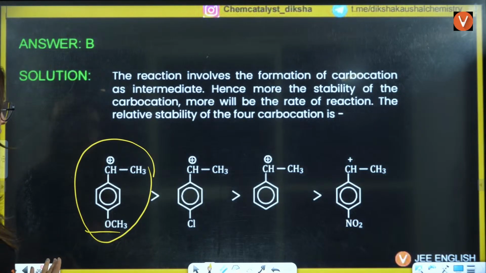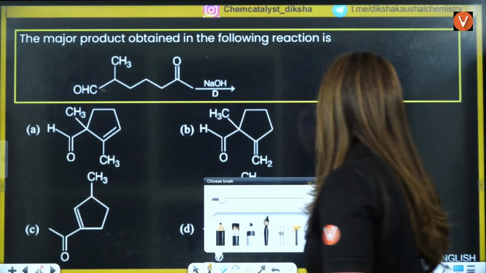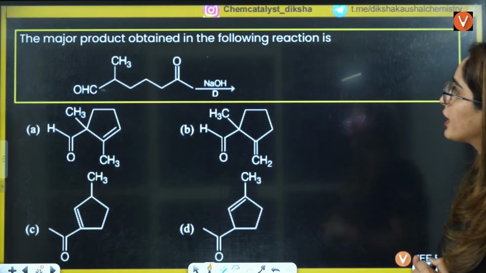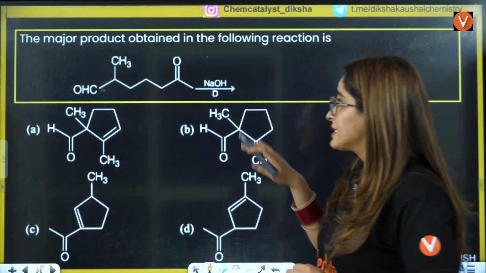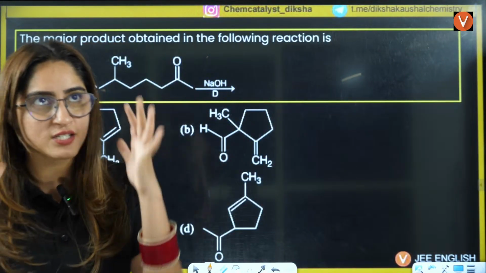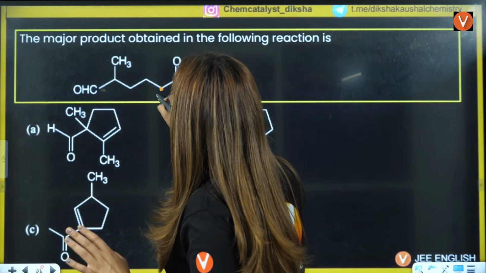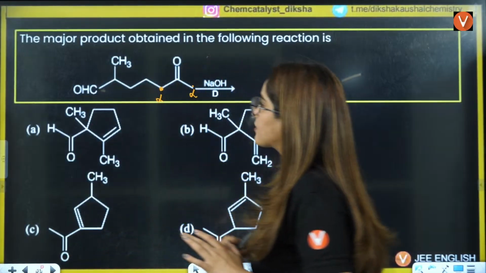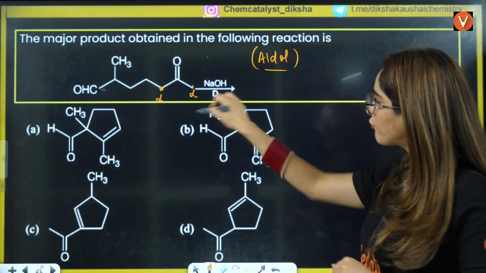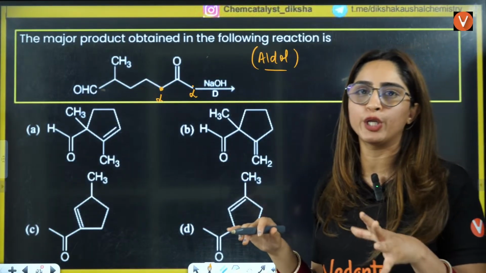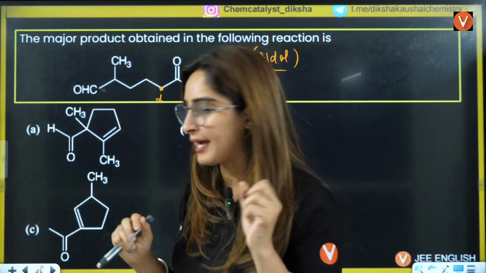Okay. Yes. Now, next one is: the major product obtained in the following reaction. This is NaOH. Whenever you have NaOH, just think about Aldol or Cannizzaro, right? Because we know that here you have alpha carbon, you have alpha hydrogen, that means this will be aldol condensation. And from the options, it is clear that we are going to have a cyclic ring here, so intramolecular aldol condensation will be there, right?